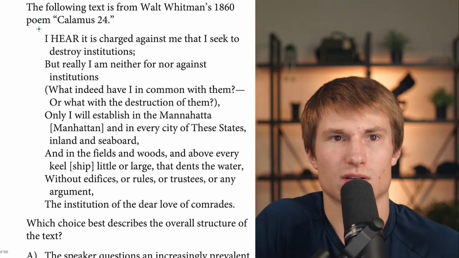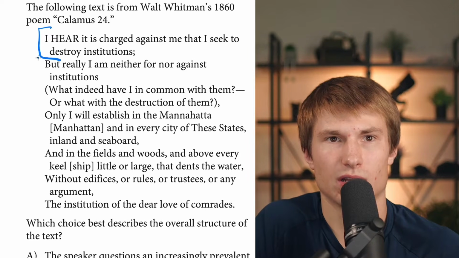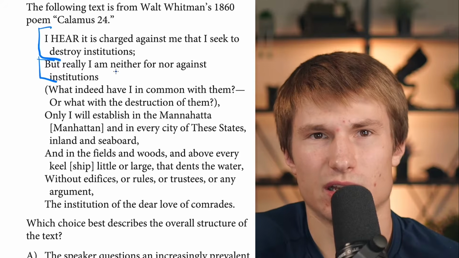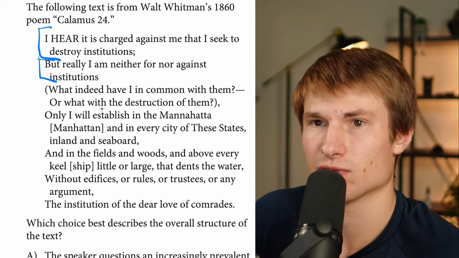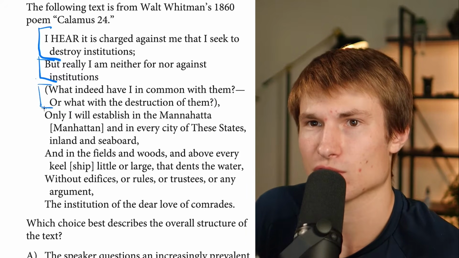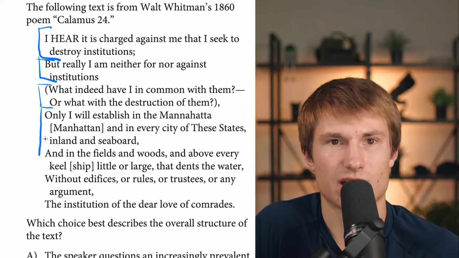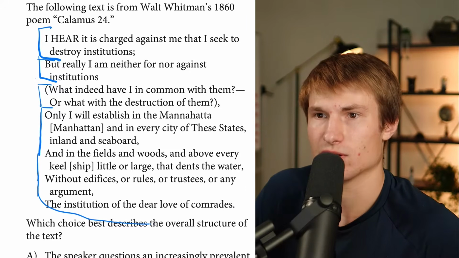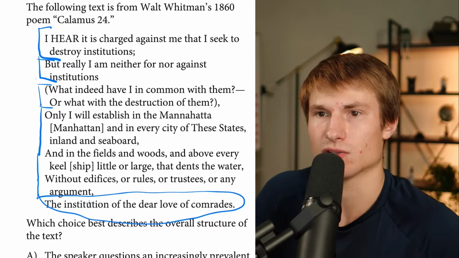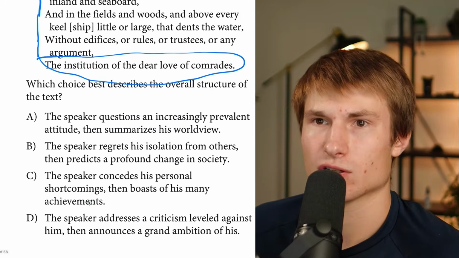All right, so we have someone who's basically being charged with something, and then he's kind of giving his defense a little bit. Okay, he's neither for nor against institutions, and then he goes on to state that what indeed have I in common with them, or what with the destruction of them? Basically, kind of sounds like he might be impartial there. Then we go on. Only I will establish in the Manhattan and in every, and then he keeps going on talking about where he's going to establish this, the institution of the dear love of comrades. All right, so what describes the best overall structure? He starts out with kind of defense.